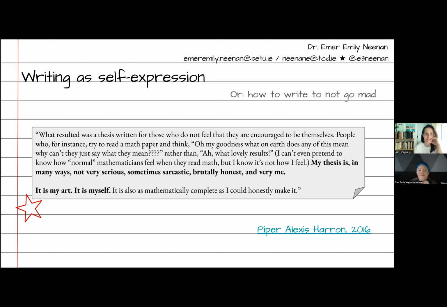What really struck me about it, and this is from her introduction, was: it is my art, it is myself. Her thesis was something that she was able to write for herself and by herself. And it was an expression of who she was, not just a collection of the work that she had done over a few years, but a way of showing what kind of mathematician she was and what kind of person she was.